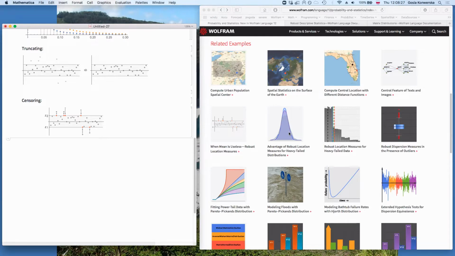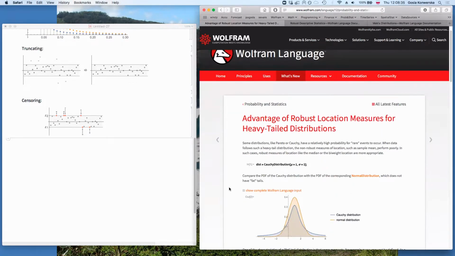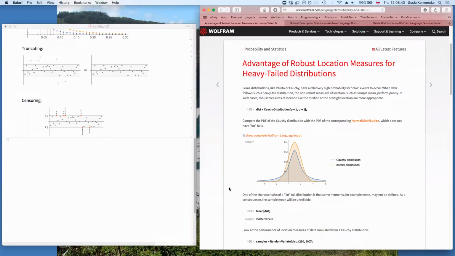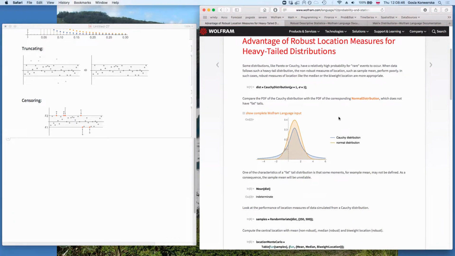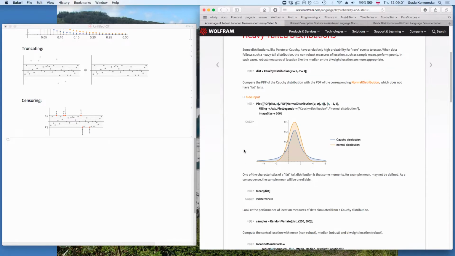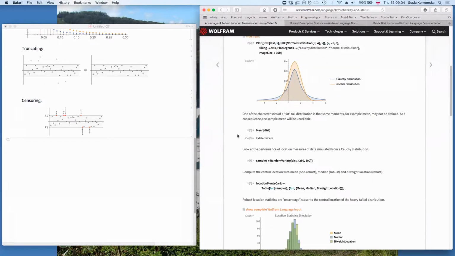And we have here another example that shows us why the robust measures are good and useful and maybe better in these situations when we have heavy tails. So here we consider a Cauchy distribution, and we can compare the plot of the PDF with a normal distribution, which we know doesn't have the fat tails. So here it's just the code for the plot, and you can see how small the tails of the normal distribution are versus the Cauchy distribution.